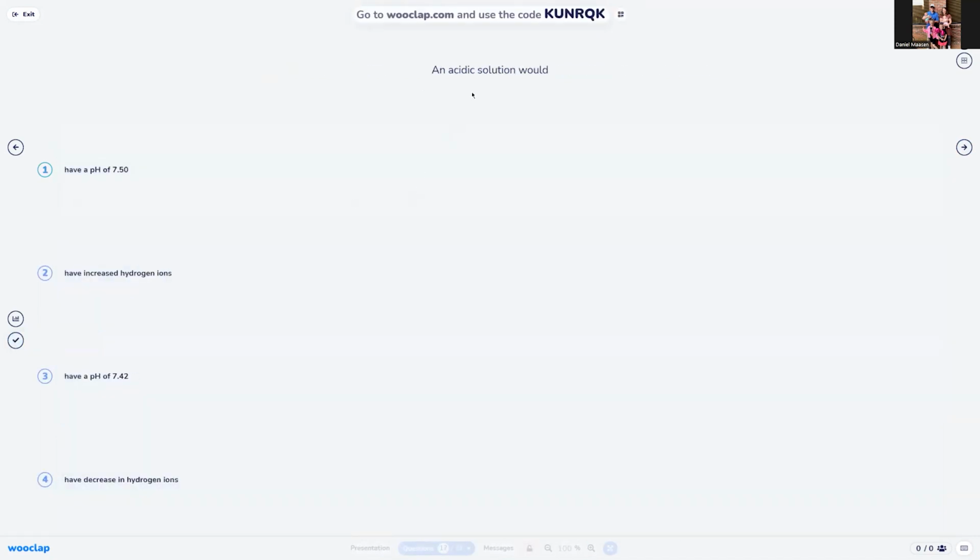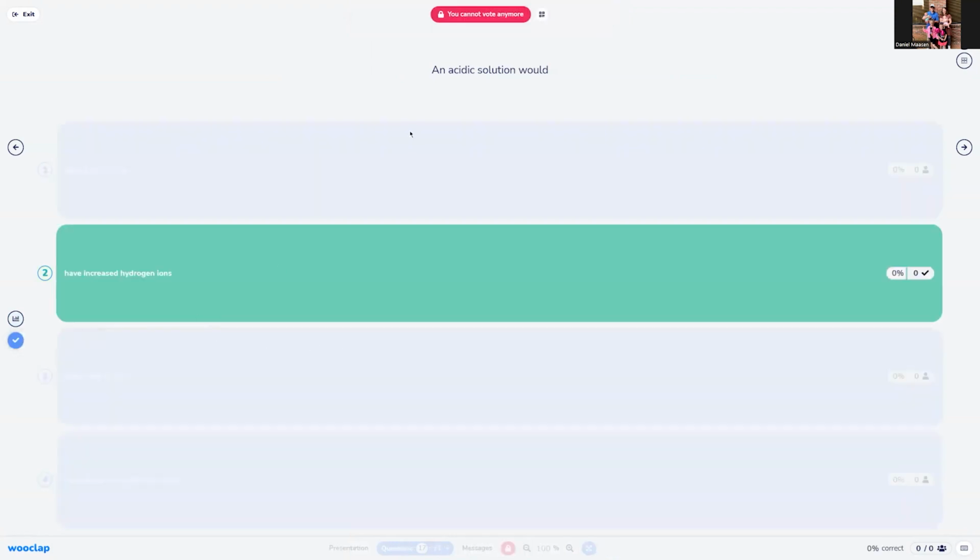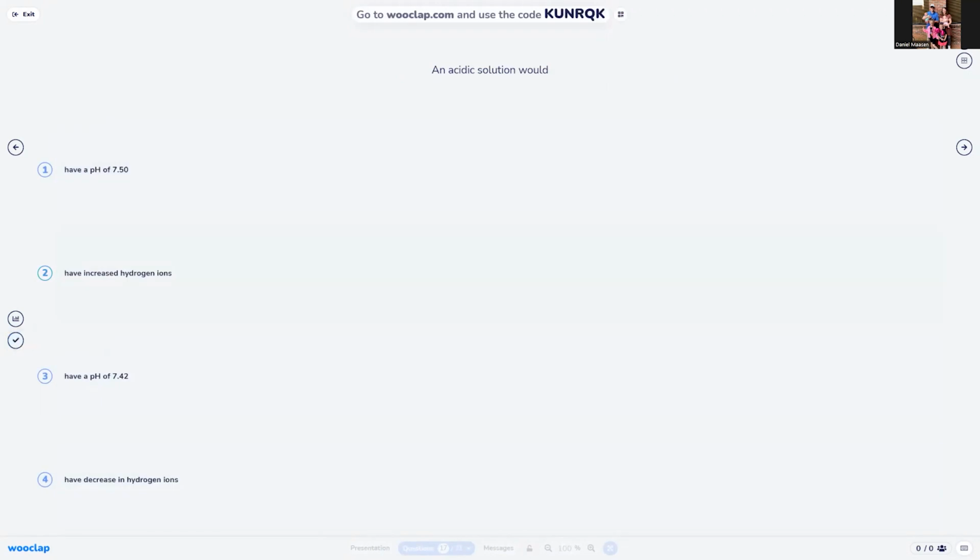Next question. An acidic solution would have a pH of 7.50, have increased hydrogen ions, have a pH of 7.42, have decrease in hydrogen ions. Give you a second answer, but I think you guys know this one already. Okay, correct answer, an increased hydrogen ions. Again, acidity always goes with hydrogen ions.